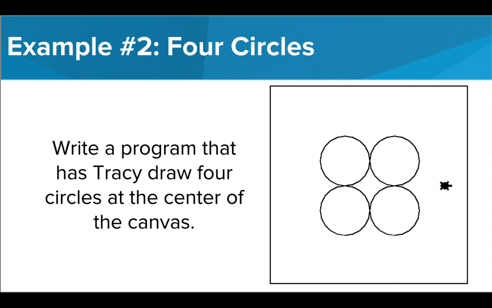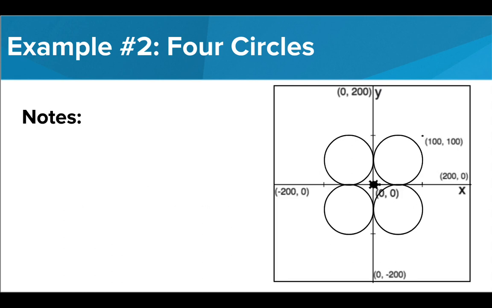In this challenge, we want Tracy to draw 4 circles that are centered on the canvas. We are going to have a lot of challenges that ask us to center our drawings, so it is important to take some time to plan exactly how we can make this happen. Our circles are going to have a radius of 50, and there is going to be one drawn in each quadrant of the canvas. It is important to remember that the radius is the distance from the center of a circle. The entire length of the circle is 2 times the radius, or the diameter.